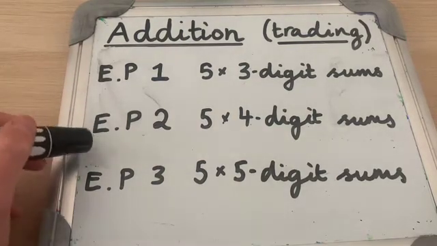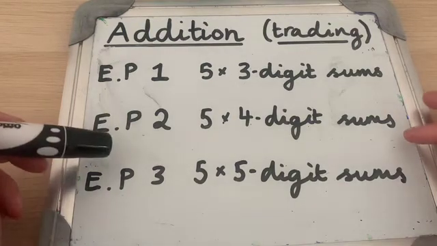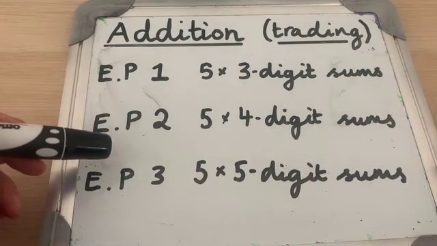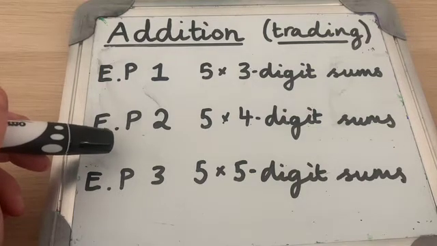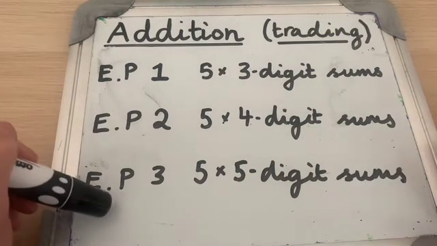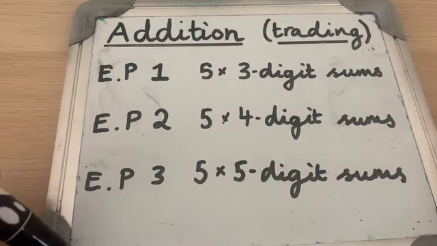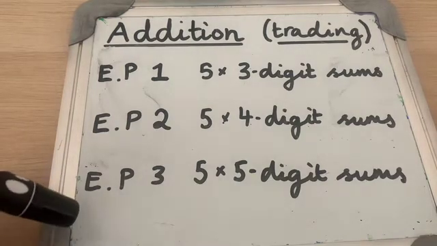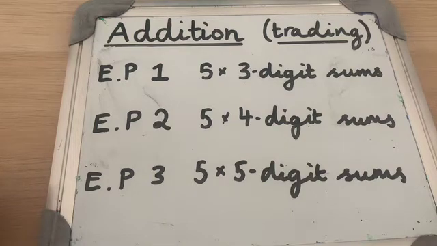Entry point 2 today is doing 5 4-digit sums, so a 4-digit number plus a 4-digit number 5 times. And entry point 3 is 5 5-digit sums, so a 5-digit number plus a 5-digit number 5 times. I'm going to demonstrate 1 5-digit sum, and then you'll be able to apply that to whatever entry point you're doing. When you're finished today, you're going to take a picture of your bookwork and upload it to Seesaw.